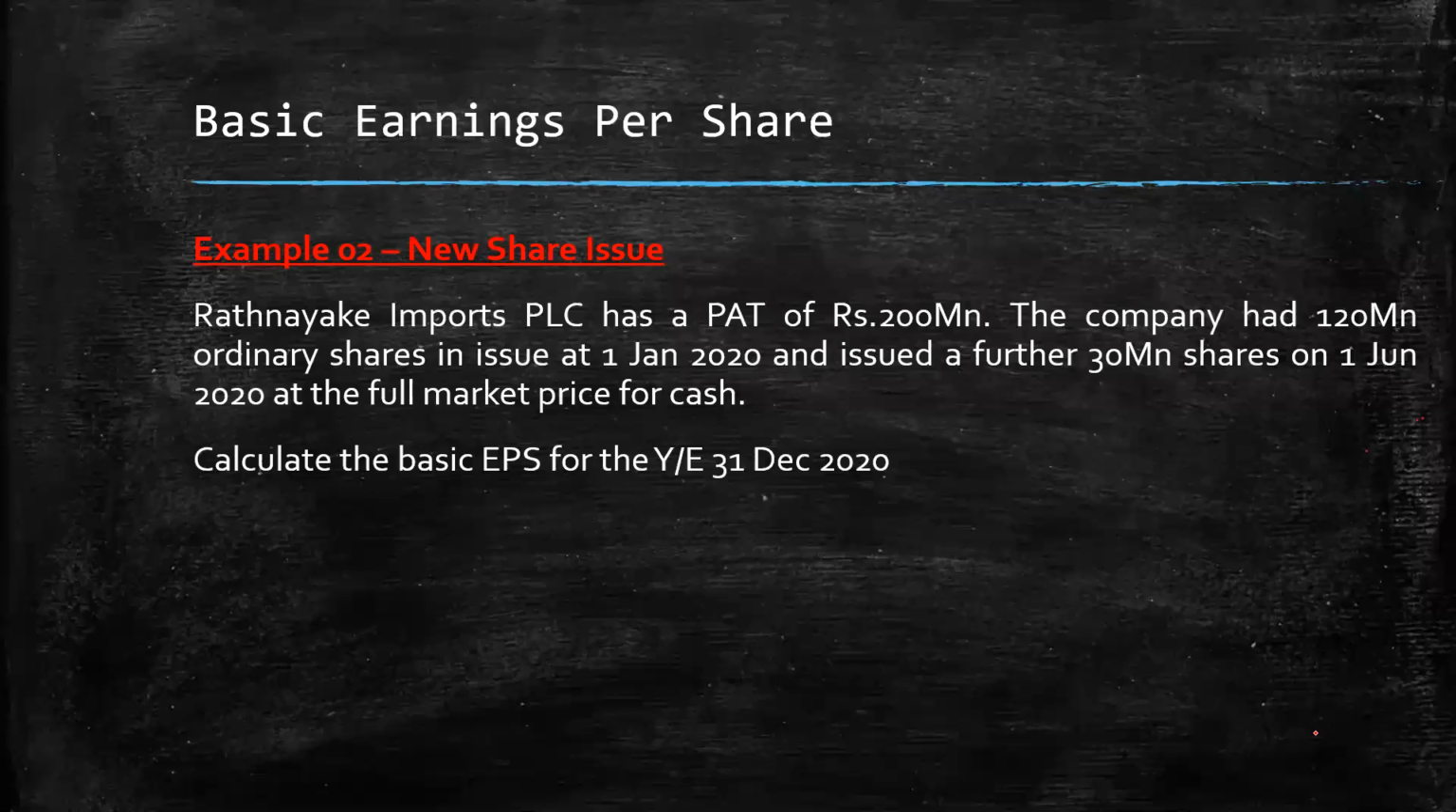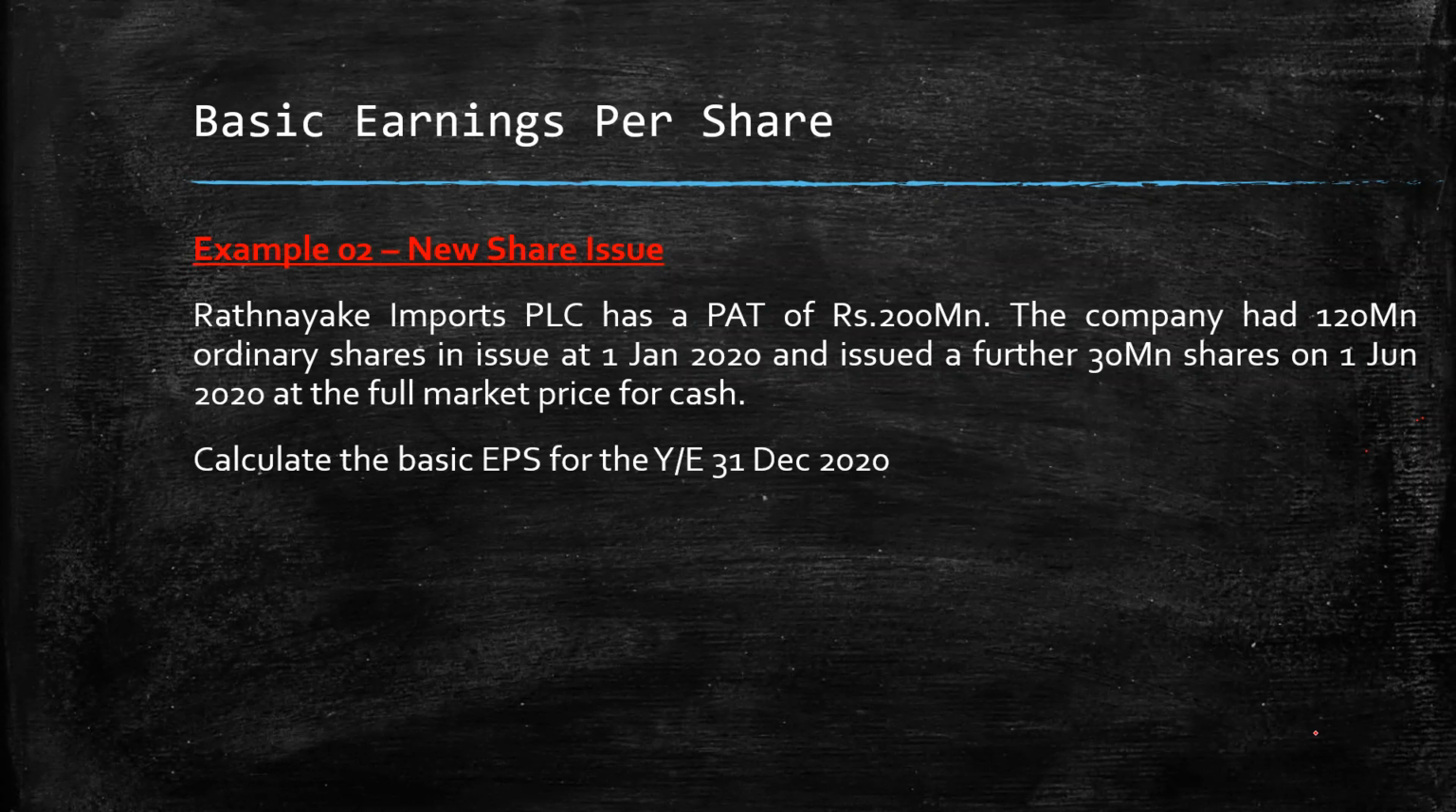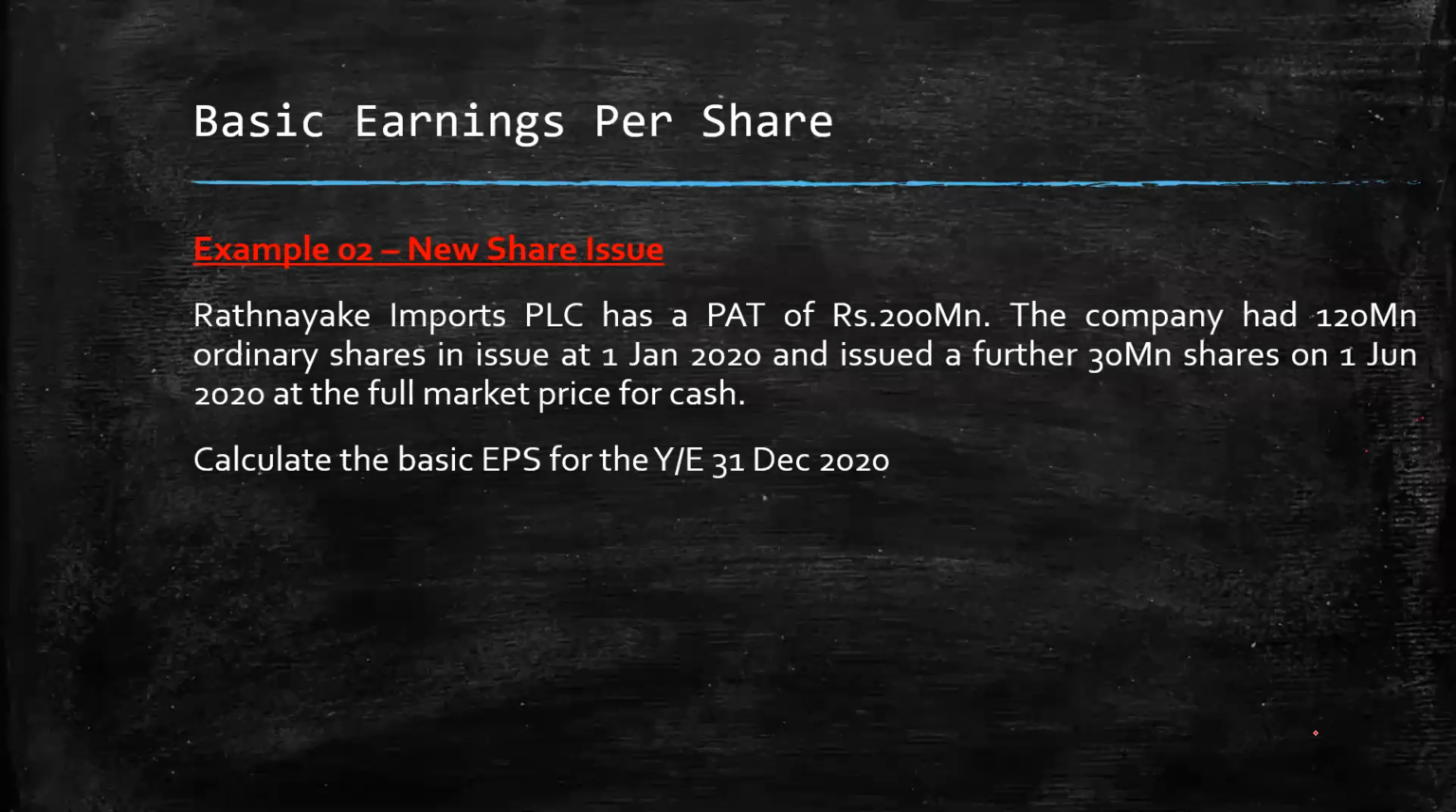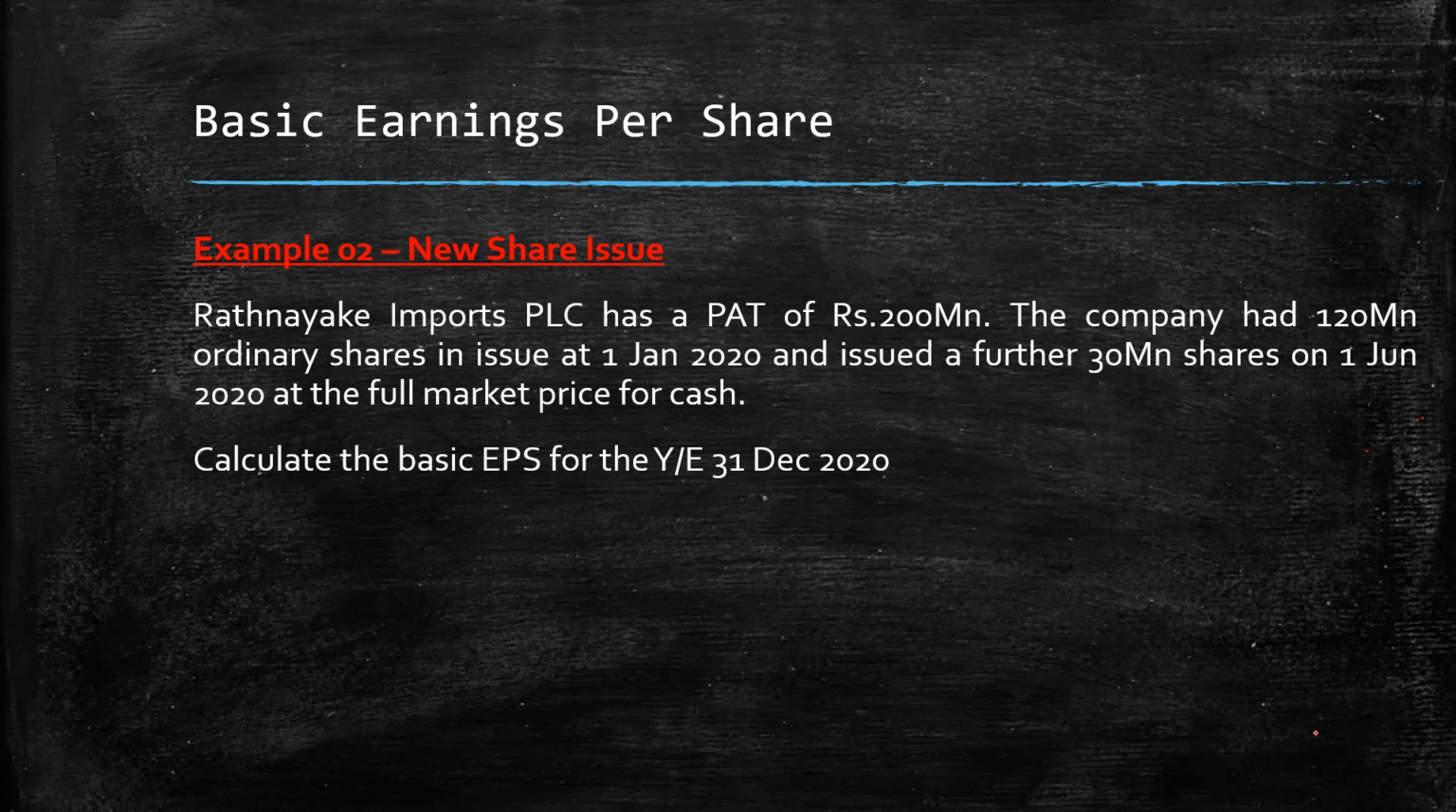Right. Another example. Example number 2. Ratnayaka Imports PLC has a, what do you mean by PAT? Profit after tax, right? Ratnayaka Imports PLC has a profit after tax of 200 million rupees. The company had 120 million ordinary shares in issue at 1st January 2020 and issued a further 30 million shares on 1st June 2020 at the full market price for cash. What we need to do is calculate the basic earnings per share for the year ended 31st December 2020.